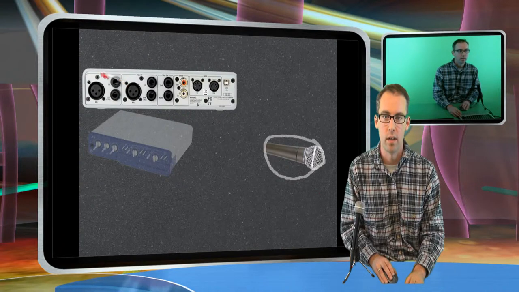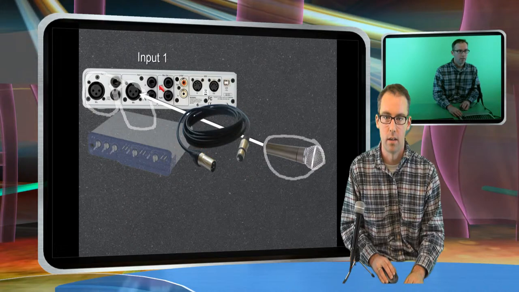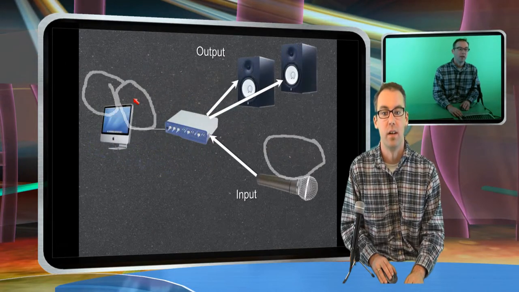And we're going to plug it in right here. Or right here. So we have input one and input two. And we're going to take that XLR cable, which we have right here, and we're going to plug that into input one, okay? It's okay to plug it into input two, but just know that in Pro Tools, you're going to have to kind of indicate that. So make sure we plug that into input number one, all right?